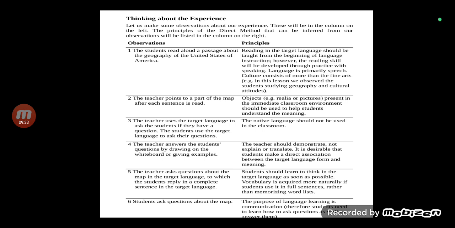So let's read a little principles of this method, of course, direct method. So the students read aloud a passage about the geography of the United States of America. So reading in the target language should be taught from the beginning of language instruction.